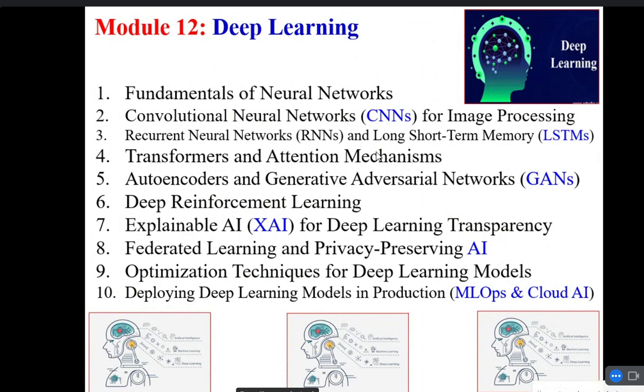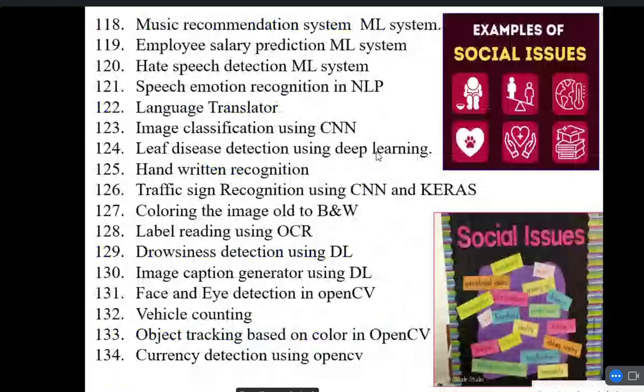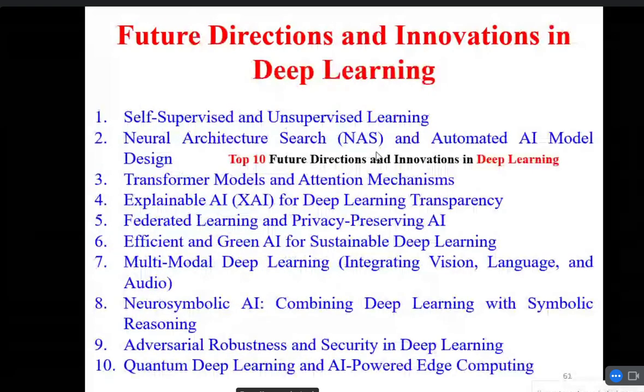These are the extensions of AI innovations, and these concepts are future topics in deep learning, along with optimization techniques for deep learning models and deploying deep learning models in production, like machine learning operations and cloud artificial intelligence. This is the syllabus of today's concept: what are the future directions and innovations in deep learning?